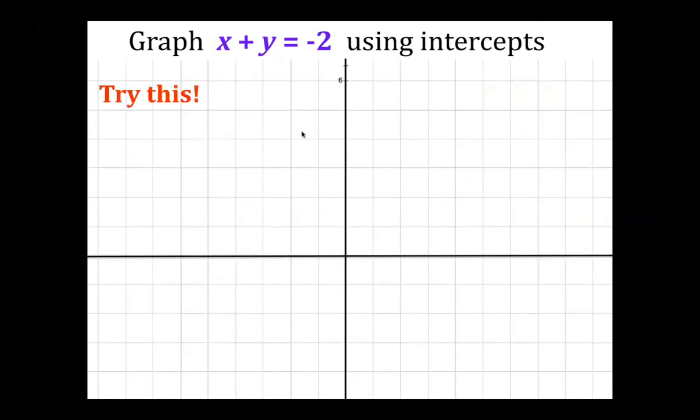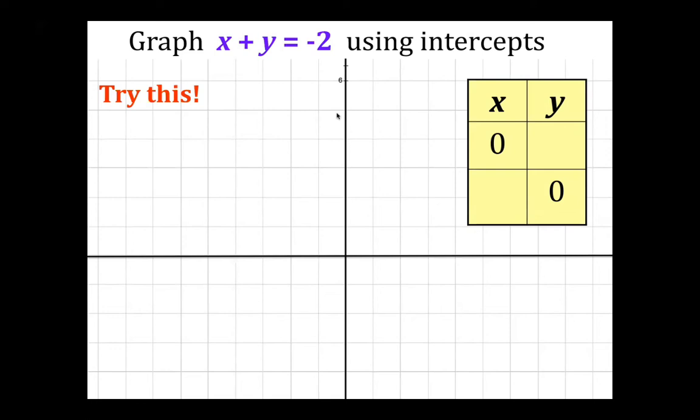Go ahead and pause the video to try this example. If you're feeling confused, no worries, we'll go over it right now. So we have the equation x plus y equals negative 2, and we're using intercepts. So I'll just put my chart right here so that I can lay out our ordered pairs.